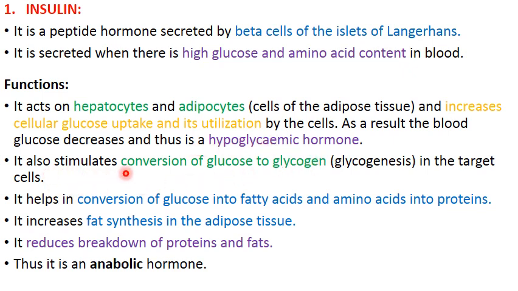It will also stimulate conversion of excess glucose in the liver into glycogen, and that is called glycogenesis, in the target cells. Which are the target cells? Hepatocytes and adipocytes. It will also help in conversion of glucose into fatty acids, and amino acids will be converted into proteins.